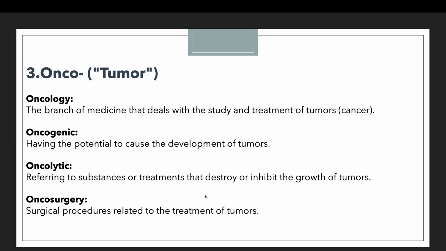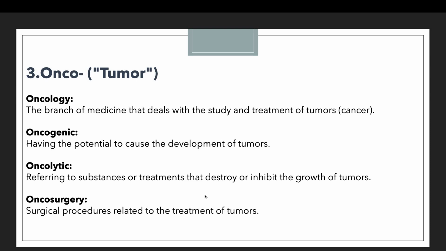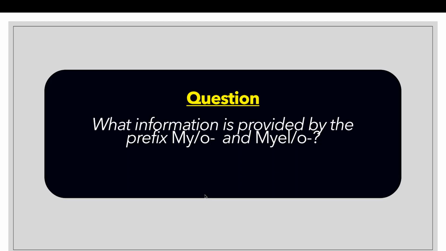Okay, so yeah, these are the prefixes which I would like to share with you all in this session. I hope it is clear to all of you. For today, we have only one question: what information is provided by the prefix myo and myelo? If you know the answer, then please share your knowledge in the comment section so that others can take a reference from it. But if you don't know the answer, then I would request you to check out the previous session, because there we have already discussed this in detail.